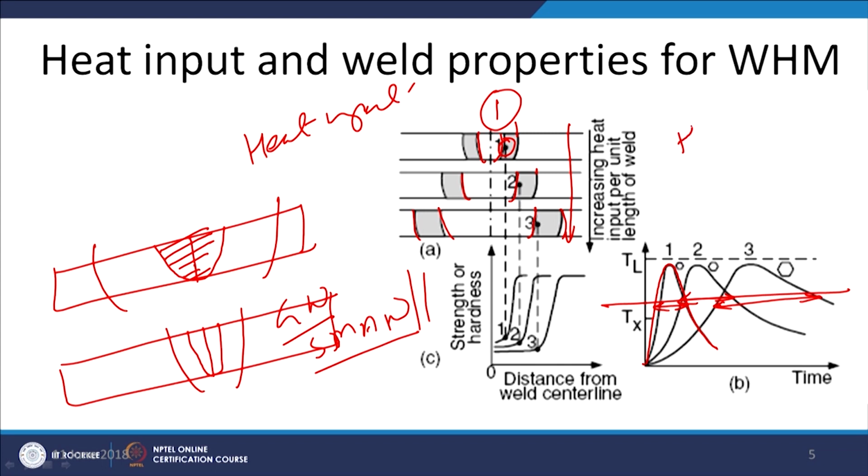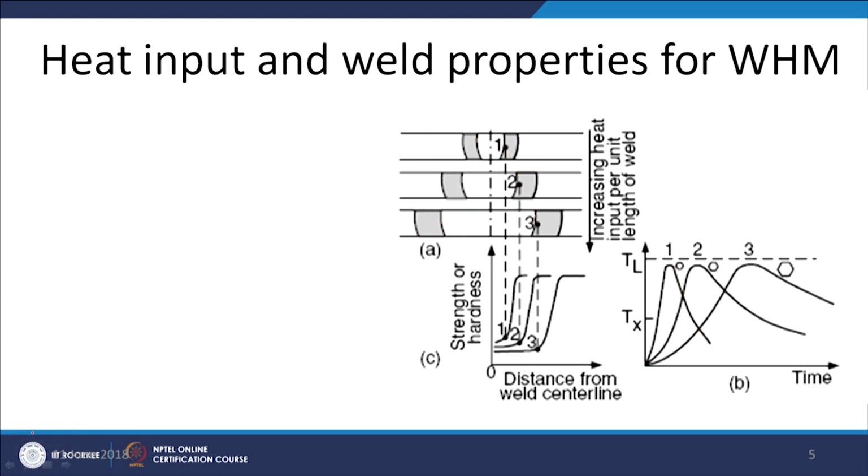So, greater is the heat input, greater will be the time for which the high temperature exposure will be there, and that will in turn increase the grain growth tendency. If we notice schematically, the grain size corresponding to heat input 1, the grains are very fine, corresponding to 2 the grains are somewhat coarser, and further coarser for case 3 when the heat input is maximum. So, increasing heat input per unit length of the weld means the net heat input, that is given in terms of kilojoule per mm.